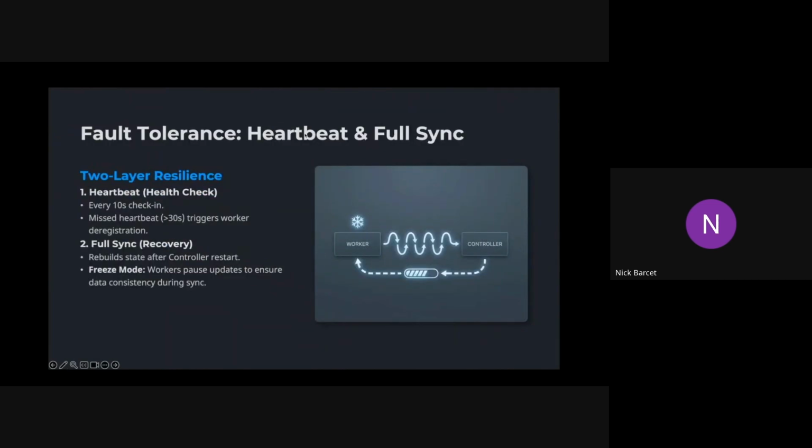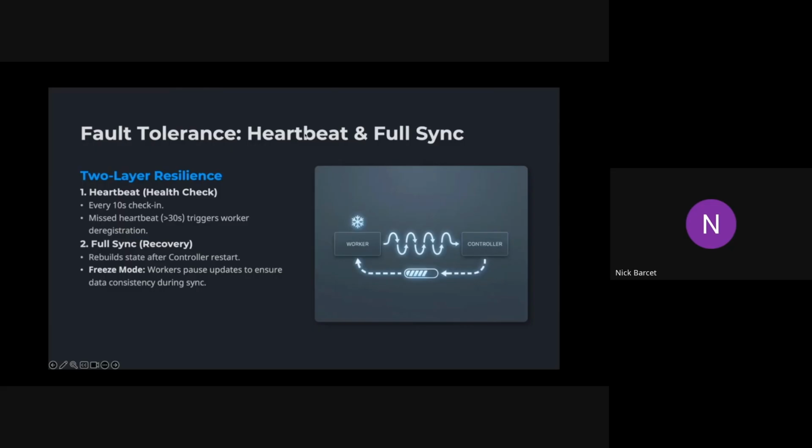We use heartbeat and full sync to achieve fault tolerance. First, we have a heartbeat every 10 seconds. Workers send a heartbeat. If 30 seconds pass without a signal, the controller automatically deregisters the dead node. And a worker can also get and run commands from the controller's heartbeat response, something like the enter freeze mode command or the full sync command.